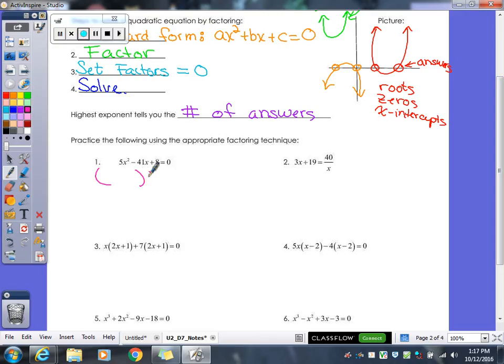So number 1, it's already set up for us in standard form. Everything's over on the left side. My equals 0 there, so I'm going to set up to factor. For 5x squared, that means my first terms are a 5x and a 1x. What will our signs be? Yep, both are going to be negative.